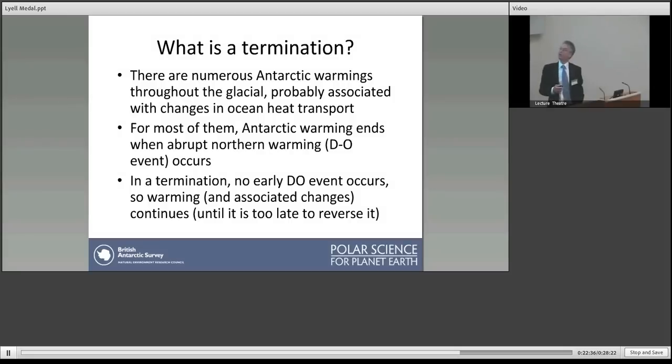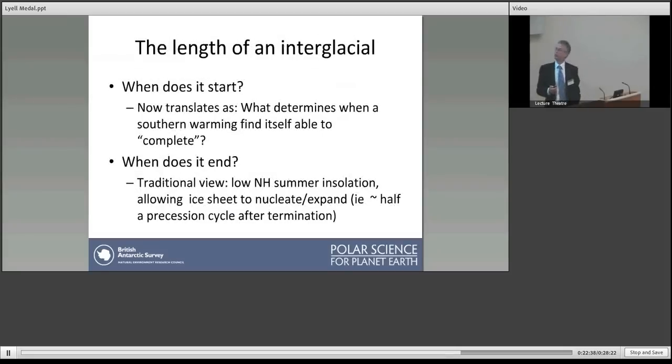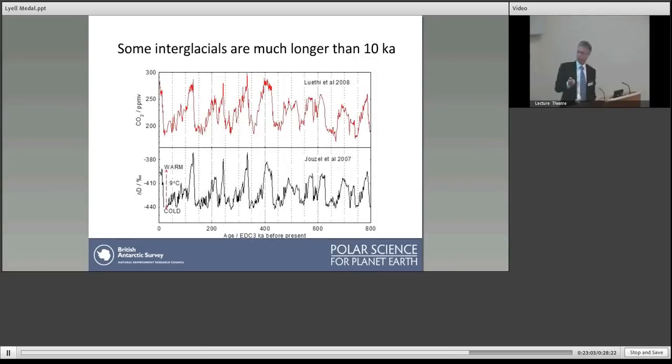So then the other end is how long does an interglacial last for? And the traditional view would be that what you're waiting for is low northern hemisphere summer, which would therefore be roughly half a precession cycle after the termination. But if you actually look at the record, and here we've got both the deuterium and the CO2, you can see even from this 800,000 year plot that they're not all half a precession cycle long. Some of them are, but some of them are clearly 1.5 precession cycles, and actually there are a couple.